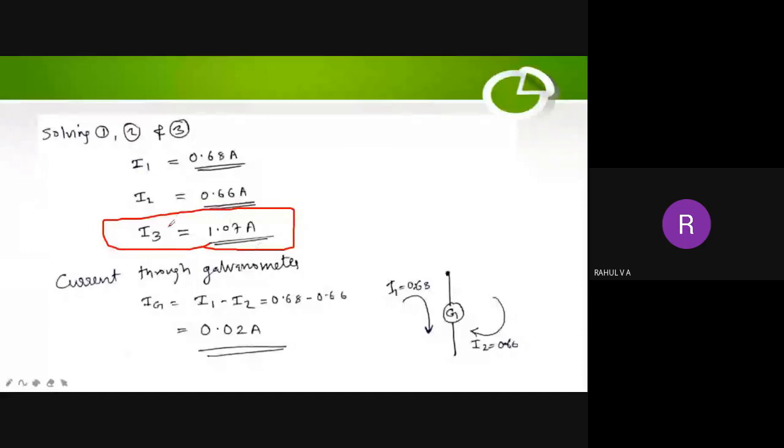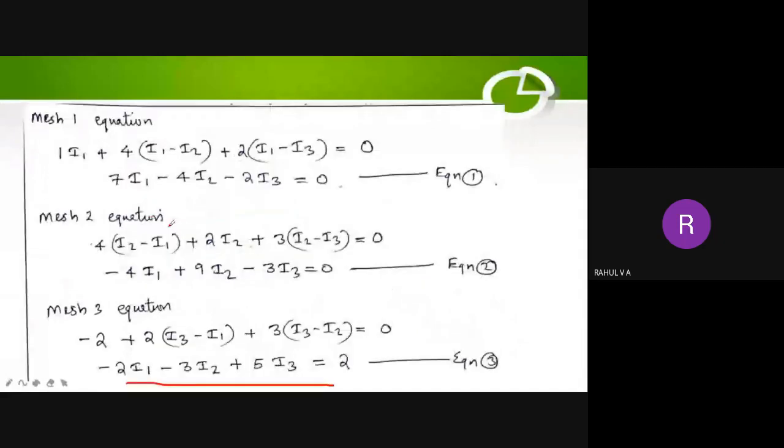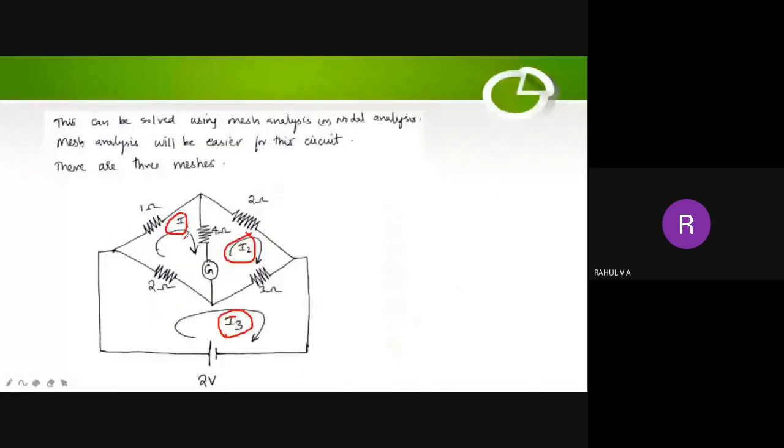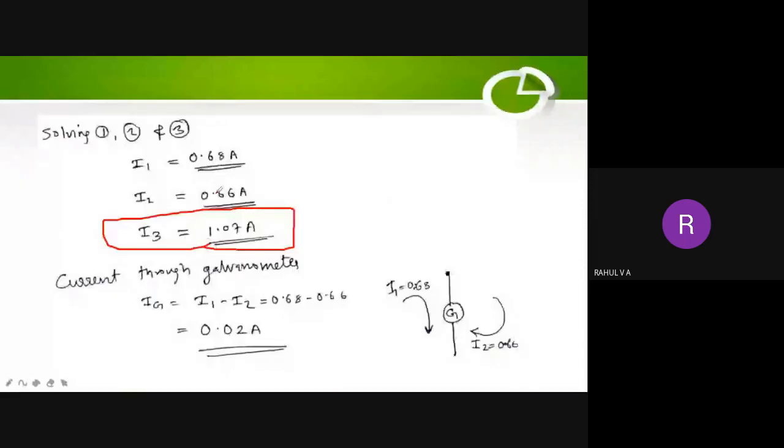Our I2 is their I1. So 0.06. Okay, it is correct answer. Okay.